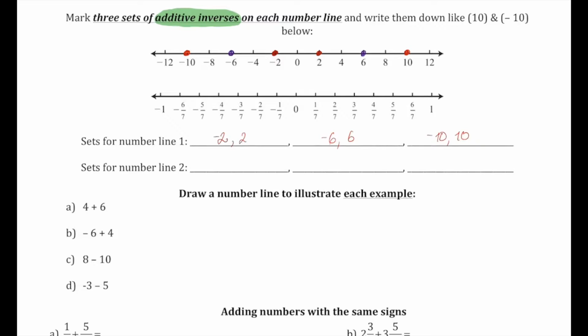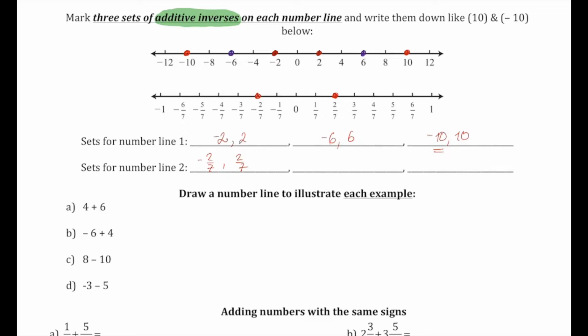It doesn't really matter how you write them, but usually we write the smaller number on the left, and negative numbers are considered smaller than the positives. The same thing will happen if you have fractions. So -2/7, the additive inverse of this is 2/7. So -2/7 and 2/7, and so on and so forth. Draw a number line to illustrate each example.